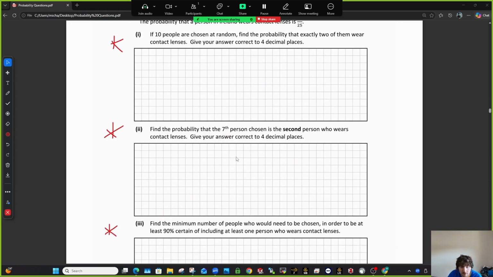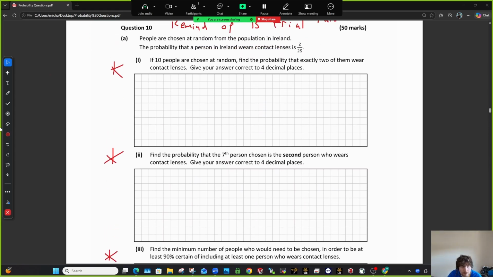So there's another very good question here down the bottom, and definitely give this a go. Pause the video, give this a go, okay? Find the minimum number of people. We're looking for n there, hopefully you realize. The minimum number of people who would need to be chosen in order to be at least 90% certain of including at least one person who wears contact lenses, right?